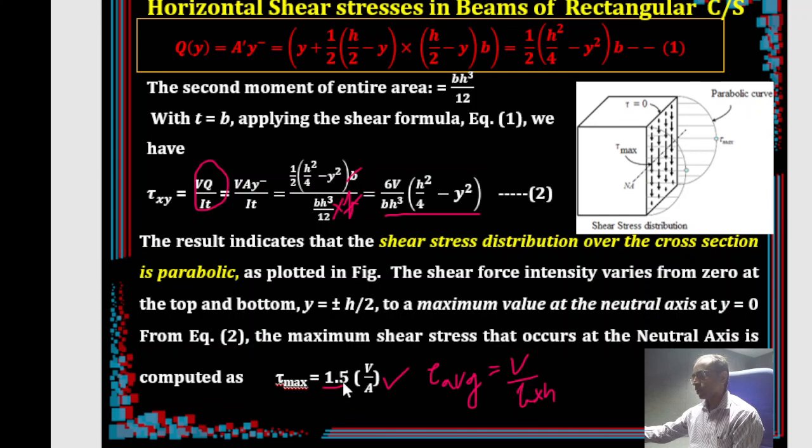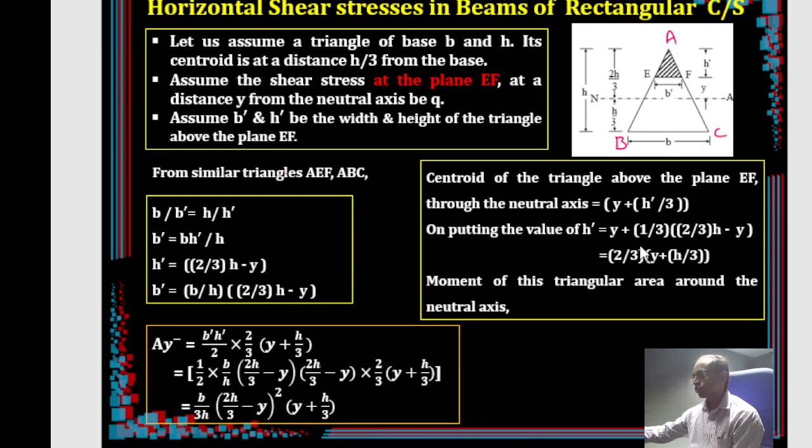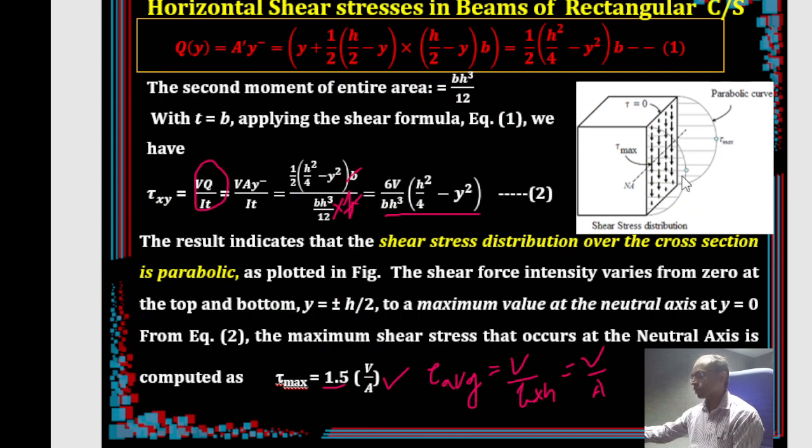Now what you got here? This is 3 by 2 times V by A. Simply V by A or V by bh is your average shear stress. Now what you got is 3 by 2. That means your maximum shear stress is 1.5 times the average shear stress in a rectangular cross section. So that's one of our targets, that we could now draw the shear stress distribution in the rectangular cross section.